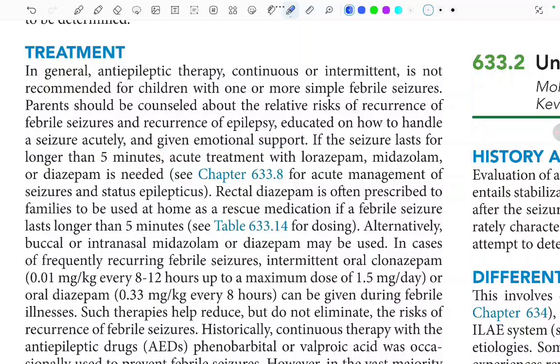If the seizure lasts for longer than 5 minutes, acute treatment with lorazepam, midazolam or diazepam is given as needed. Rectal diazepam is often prescribed to families to be used at home as a rescue medication if a febrile seizure lasts longer than 5 minutes. Fine. At home, what can be used? Rectal diazepam if a febrile seizure is lasting for more than 5 minutes. Alternatively, buccal or intranasal midazolam or diazepam may also be used.